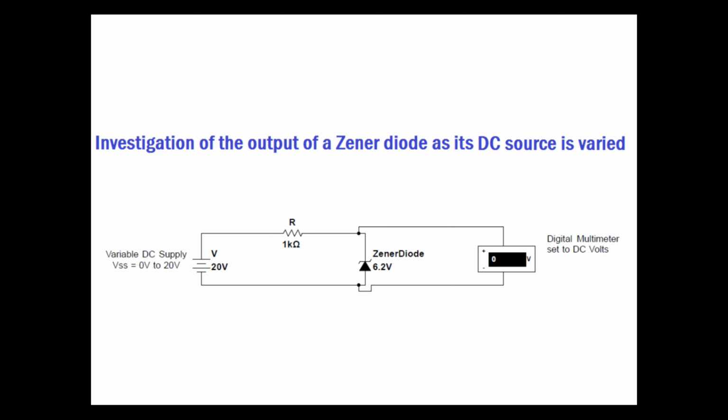Okay, so now we're going to look at the behaviour of a Zener diode when a DC power supply is varied on its input and see what happens at the output. This should give a good characterisation of that Zener diode.